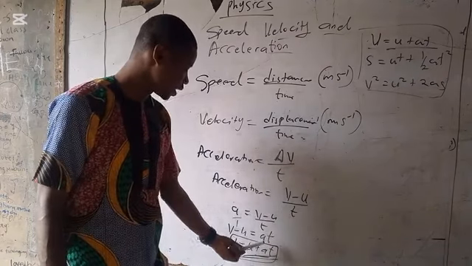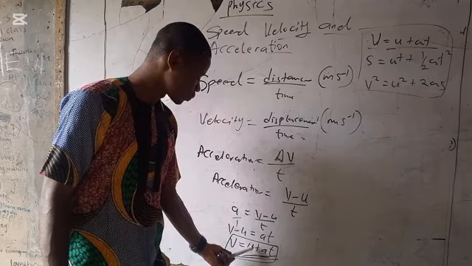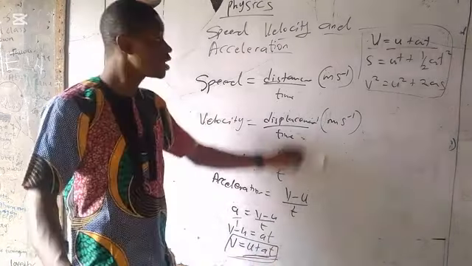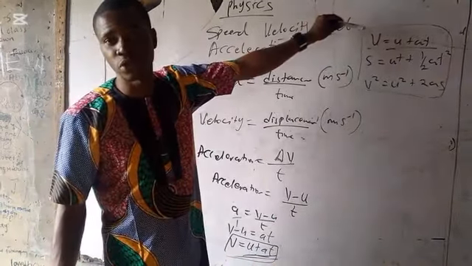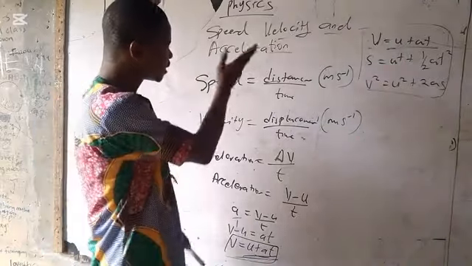If you move the U to the other side, you have it to be U plus AT. V equals U plus AT. That's how they got that equation, the first equation of motion. Okay? That's that for that. So please take note of this.